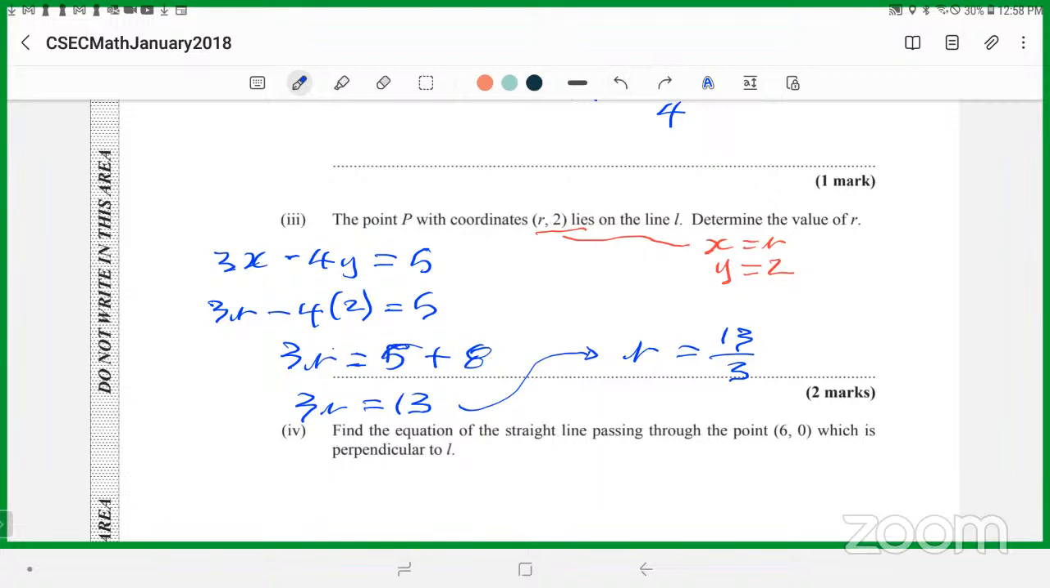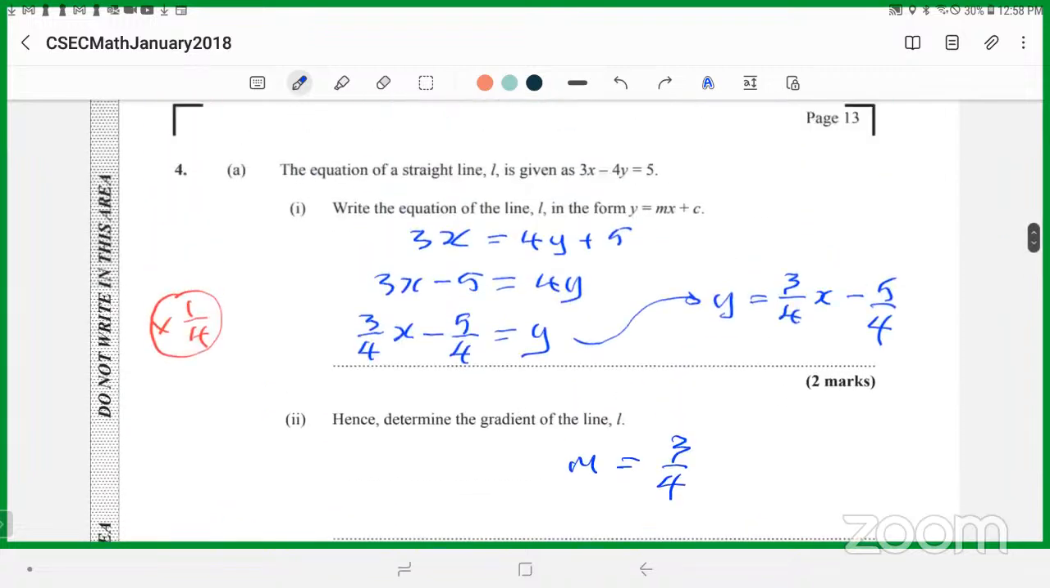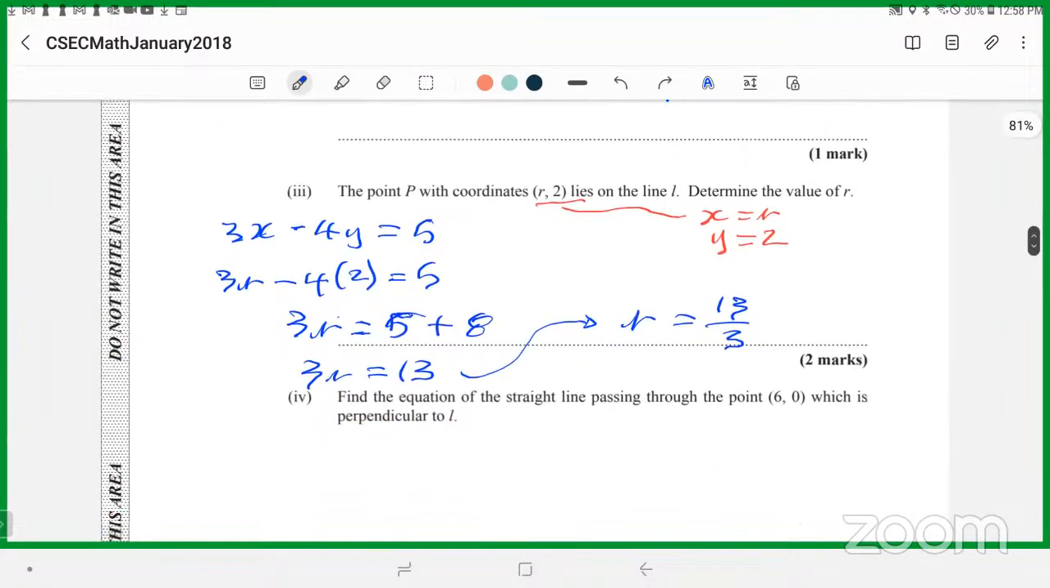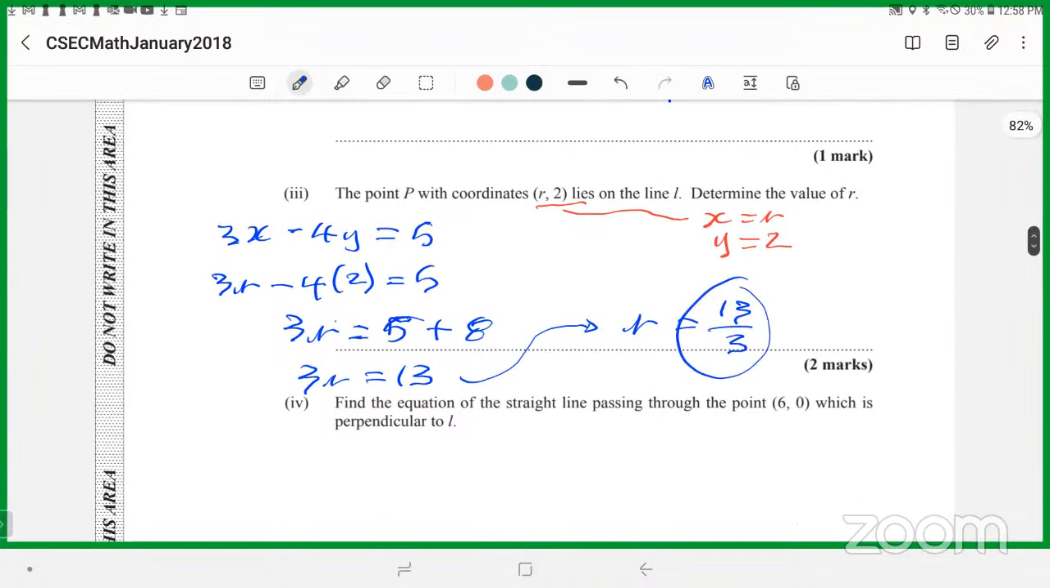The 3r minus 4 times 2 equals 5. I'm just double checking, because I don't quite like that answer. So I get 3 times r minus 4 times 2 equals 5, and negative 4 times 2 is minus 8. Minus 8 transposes to give me a positive 8. 8 and 5 is 13, and then divide by 3. So r is 13 over 3. That's it.